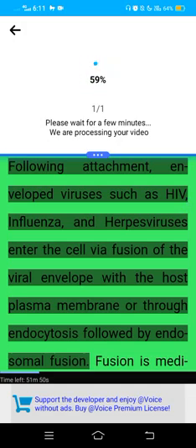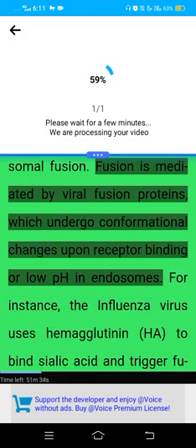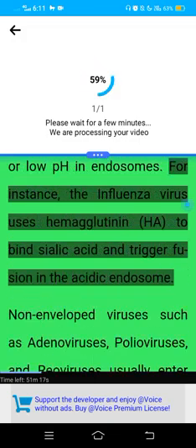Following attachment, enveloped viruses such as HIV, influenza, and herpes viruses enter the cell via fusion of the viral envelope with the host plasma membrane or through endocytosis followed by endosomal fusion. Fusion is mediated by viral fusion proteins, which undergo conformational changes upon receptor binding or low pH in endosomes. For instance, the influenza virus uses hemagglutinin, HA, to bind sialic acid and trigger fusion in the acidic endosome.